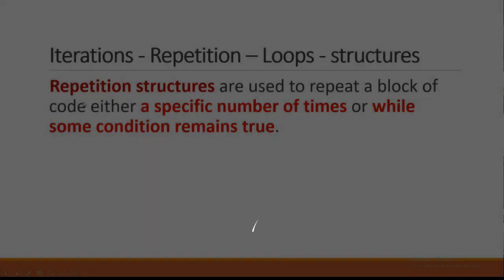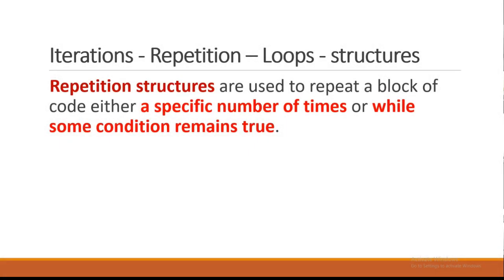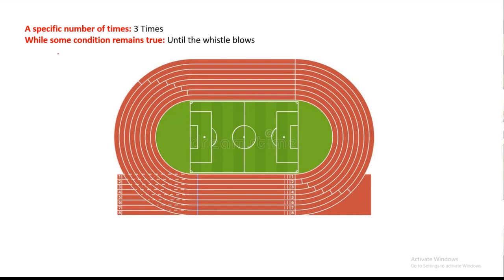You can see that iterations, repetition, and loops define exactly the same thing. Repetition structures are used to repeat a block of code, either a specific number of times, or while some condition remains true. The condition can be a specific number or a condition that remains true. If the condition is true, then the loop is executed. Here is an example: a specific number of times, and while a condition remains true.